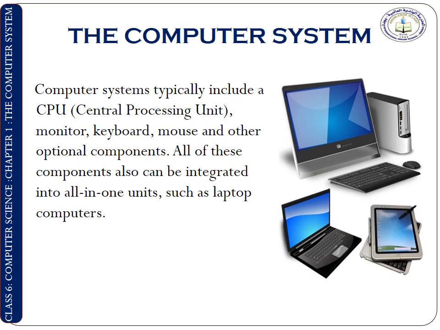Dear students, hope you got the answer to the first question. What does the term computer system mean? A computer system, or simply we say system sometimes, typically includes a CPU, that's the central processing unit, monitor, keyboard, mouse and other optional components. All of these components also can be integrated into all-in-one units such as laptop computers.